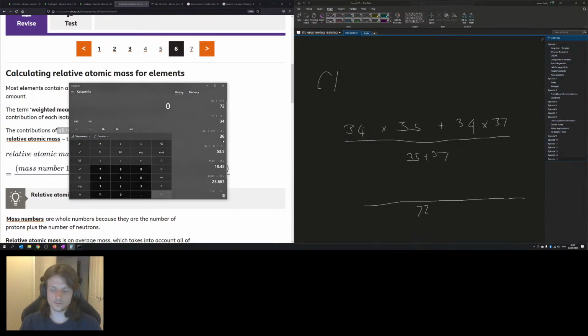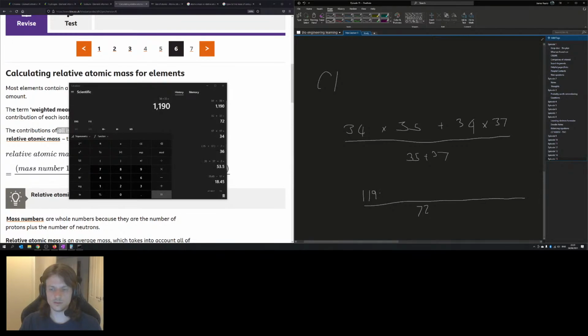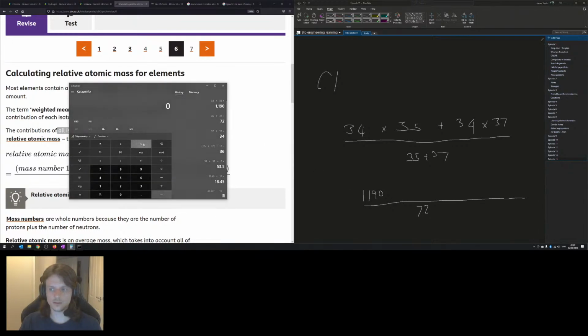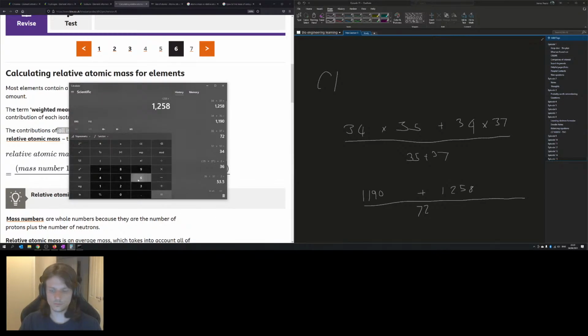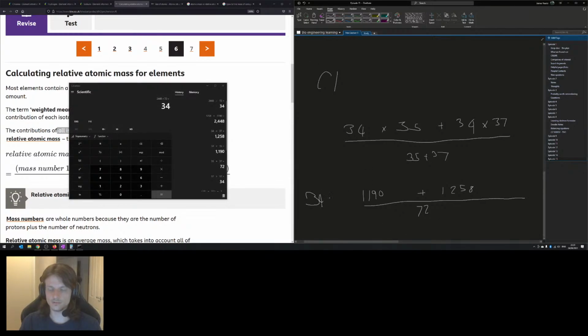And then 34 times 35 is 1190. 34 times 37 is 1258, plus 1190, divided by 72. 34. Okay, right. So 34 equals that.